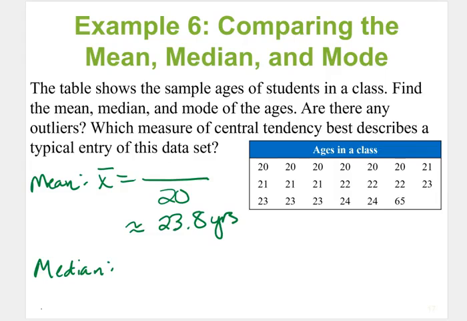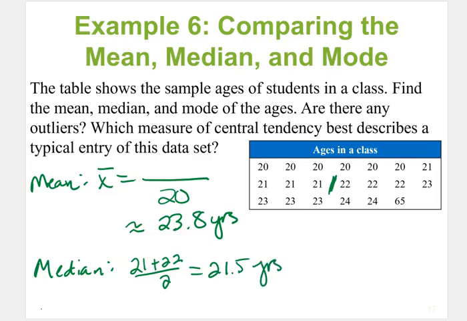Okay, again, we've got 20 data points, so there's going to be 10. So 1, 2, 3, 4, 5, 6, 7, 8, 9, 10. So right in between those two is where my median should be. I've got 10 data points below it and 10 above it. So I've got to add those up and divide by 2. And that gives me 21.5 years.